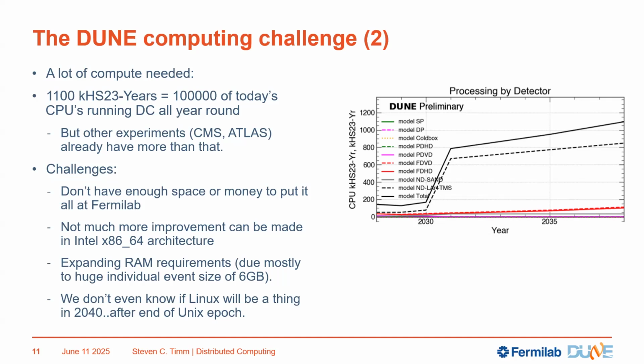And one current CPU core of today is equal to about 11 HepSpecs. So when I talk about a HepSpec 23 year, that means it's running that core solid flat out for a year. When I talk about 1,100 of those, that's equivalent to about 100,000 of today's CPU cores running full blast all year round. DUNE average is much less than that right now. Maybe we're averaging 4,000, 5,000 all year round with peaks up to 20,000.